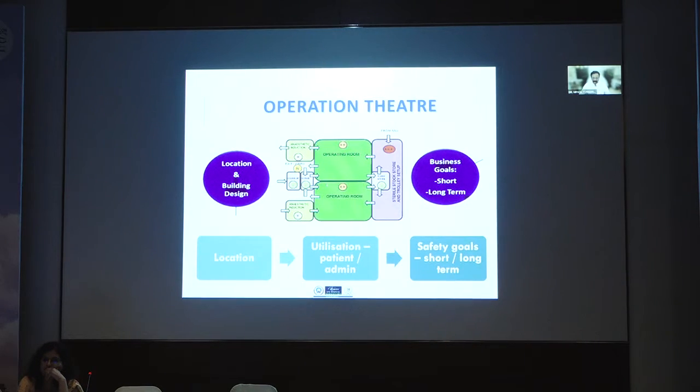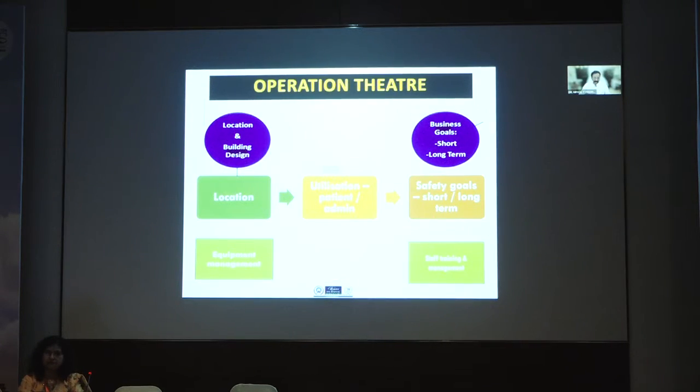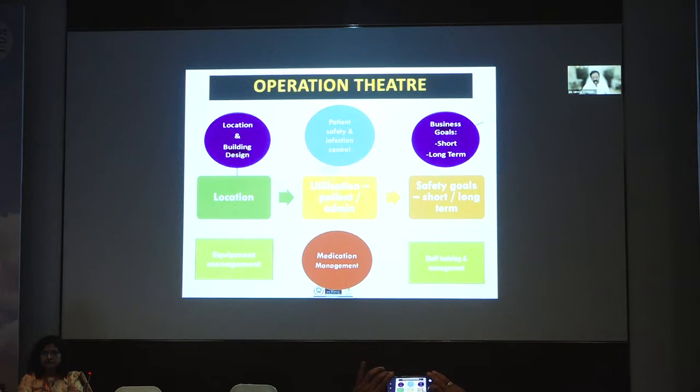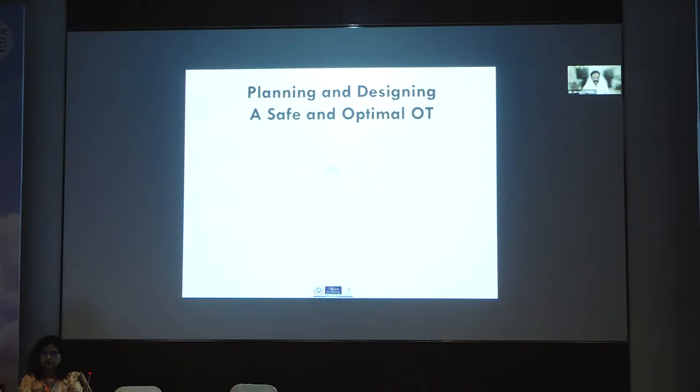The location and building design. Ideally, the operation theatre should be located outside the regular patient OPD areas, and should also focus on the short-term and long-term goals and requirements. You have to focus on the equipment management and staff training, as well as patient safety and infection control. All these parameters have to be taken into consideration before designing an operation theatre.